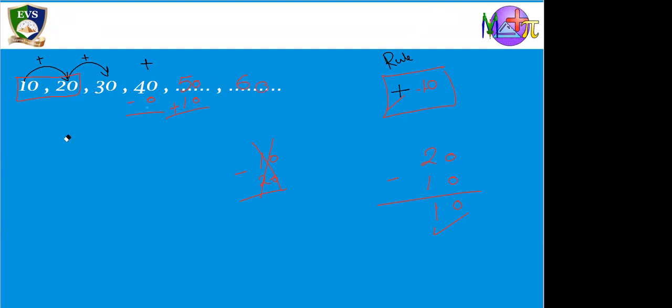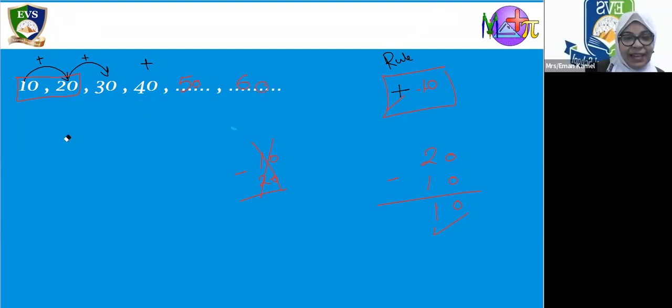So here, again, if you have a number pattern, number one, you have to find the rule. How can I find the rule? Look at the numbers. 10, 20, 30, 40. So the pattern is going up. What is the meaning of going up, plus or minus? Plus.